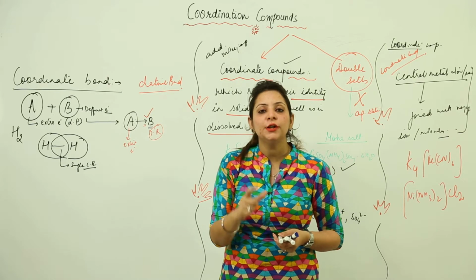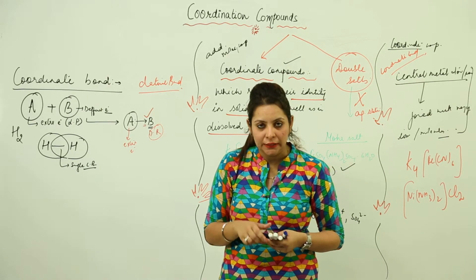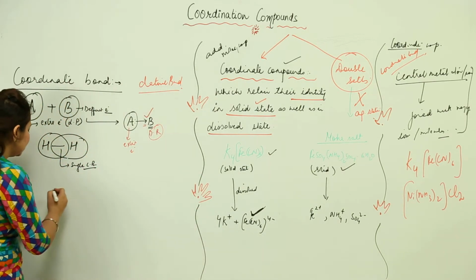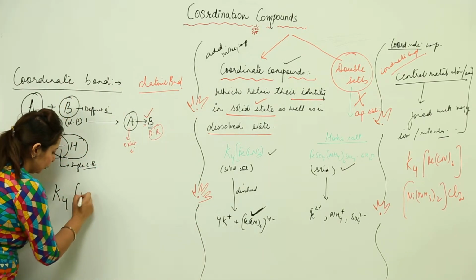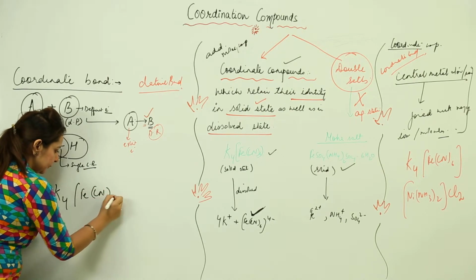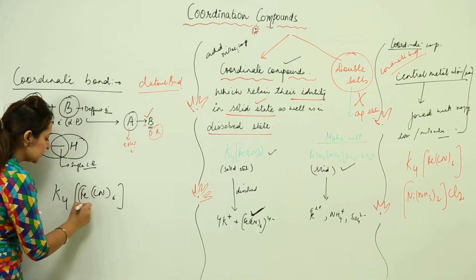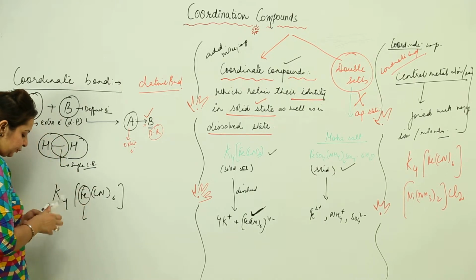It is very important that you mention that they are joined by a coordinate bond. So we have a few terminologies involved in this case. Let us take an example, K4[Fe(CN)6]. What happened here? This Fe is the central metal atom.